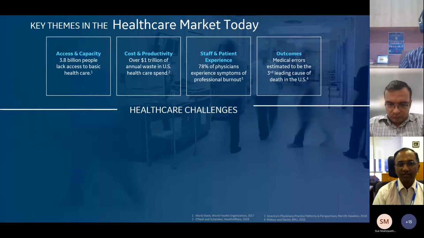So there are two issues here. One is that there are fewer experts. As a consequence, they get burned out. Second is that there are fewer people who can have the level of expertise that is required, right? So as a consequence, the whole system is very, very complex.